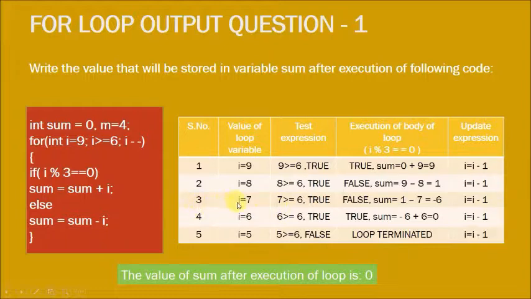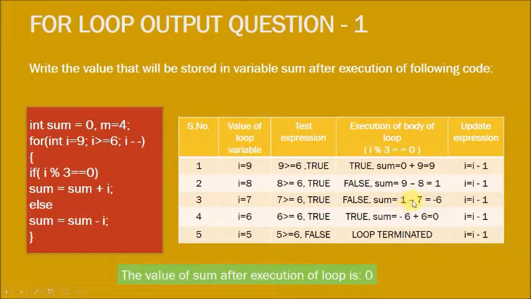So in the third iteration, i is equal to 7. Now again, we will come to the body of the loop. So 7 modulus 3, we will check whether it is equal to 0 or not. No, it is false. So we will come to the else part, and sum = sum - i will be executed. So sum is equal to, the value of sum earlier is 1 in the earlier step.